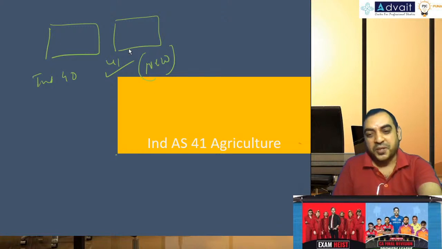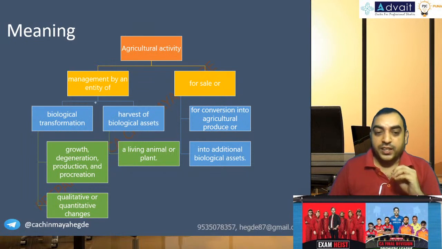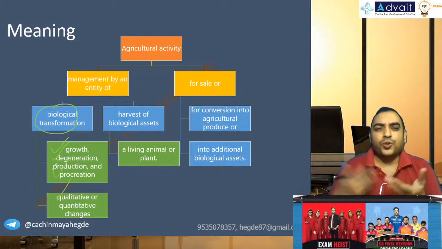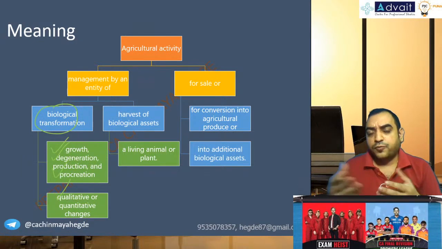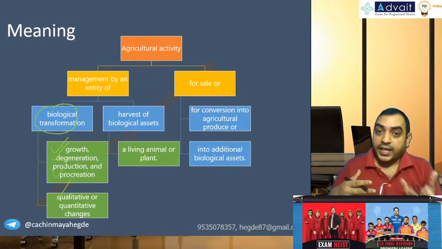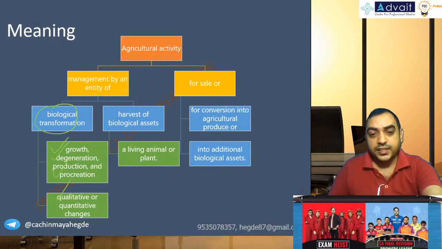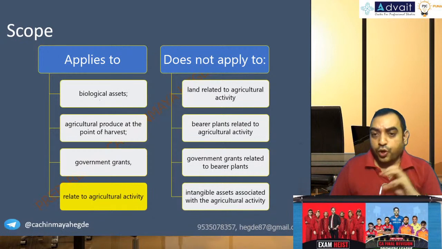Think after property purchase. Okay, what does agricultural activity mean? Agricultural activity means biological transformation: growth, degeneration, production, qualitative or quantitative changes. You can grow crops, you can produce fruits using trees, or you can have animal husbandry also, poultry farming, dairy farming. All these are called agricultural activities for sale or conversion into agricultural produce or into biological assets. It applies to all agricultural activities.